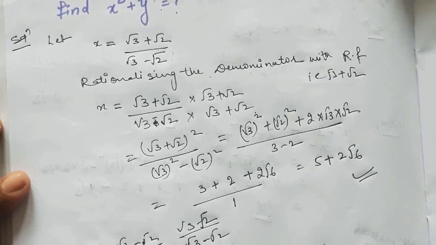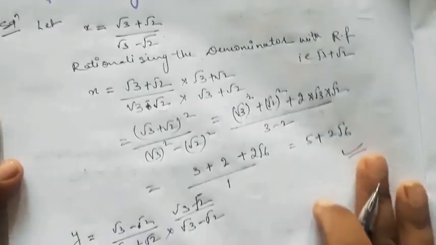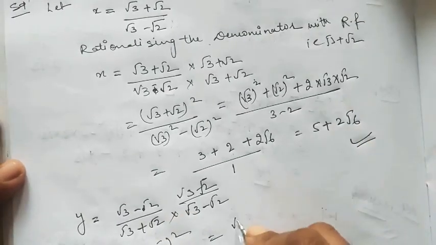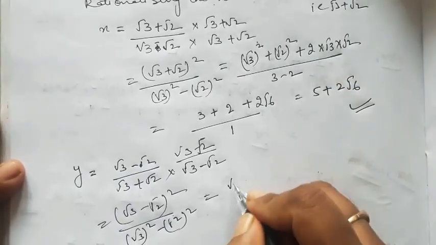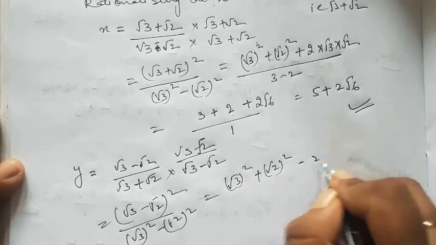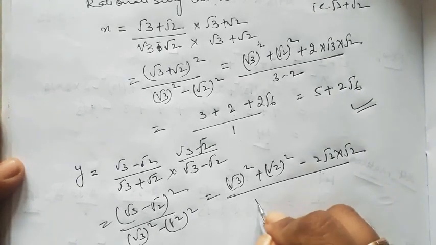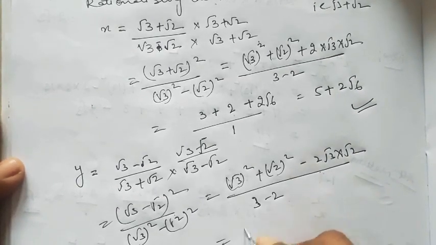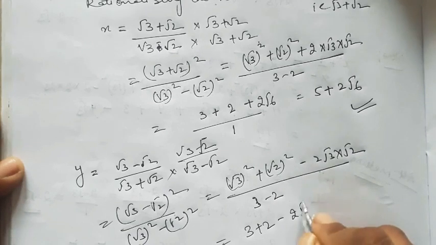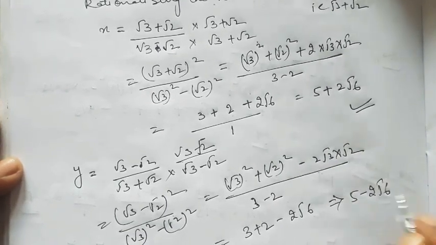Root 3 minus root 2 whole square. Here again, root 3 minus root 2 whole square. By expanding this, I get root 3 whole square plus root 2 whole square minus 2 root 3 into root 2, upon 3 minus 2. So 3 plus 2 minus 2 root 6, that is 5 minus 2 root 6.